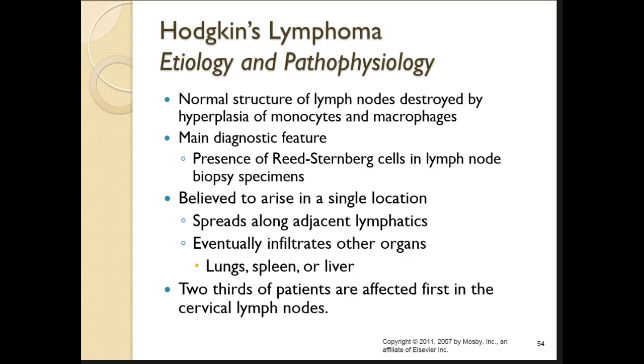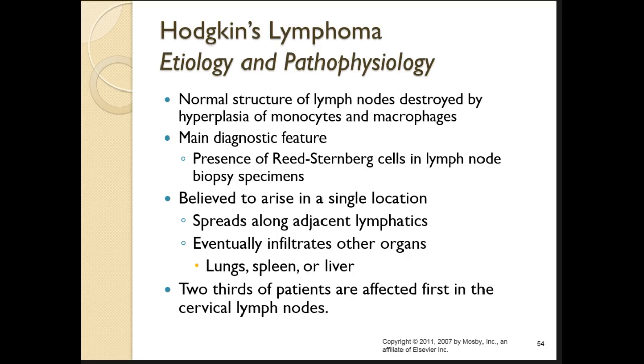Normally, the lymph nodes are composed of connective tissues that surround a fine mesh of reticular fibers and cells. When Hodgkin's lymphoma occurs, that normal structure is destroyed by hyperplasia of the monocytes and macrophages. The main diagnostic feature, as mentioned earlier, is the presence of the Reed-Sternberg cells in a lymph node biopsy specimen.